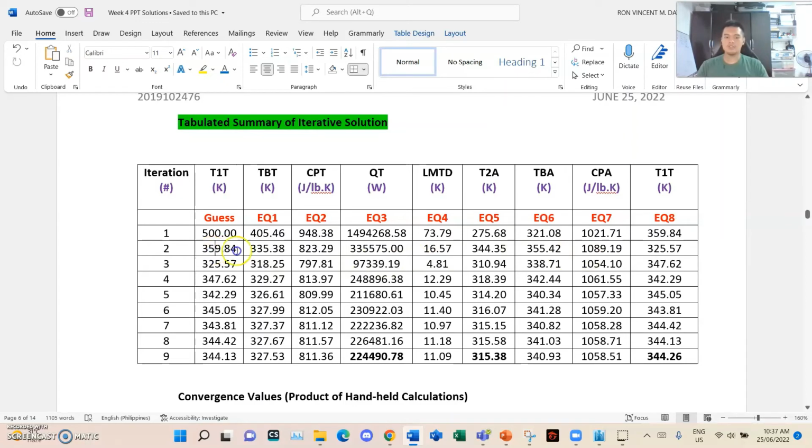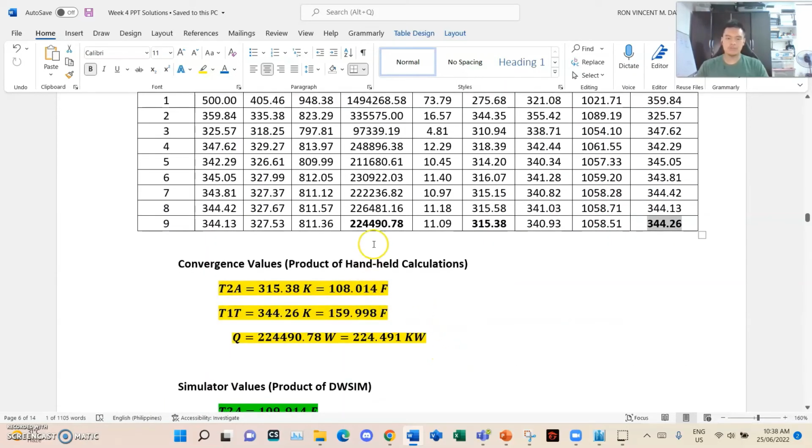And this is the algorithm that I just kept repeating until I get the ninth iteration, where the values are almost essentially similar to one another. Hence, I concluded that they are at convergence. So, the convergence values using the iteration table are as follows.